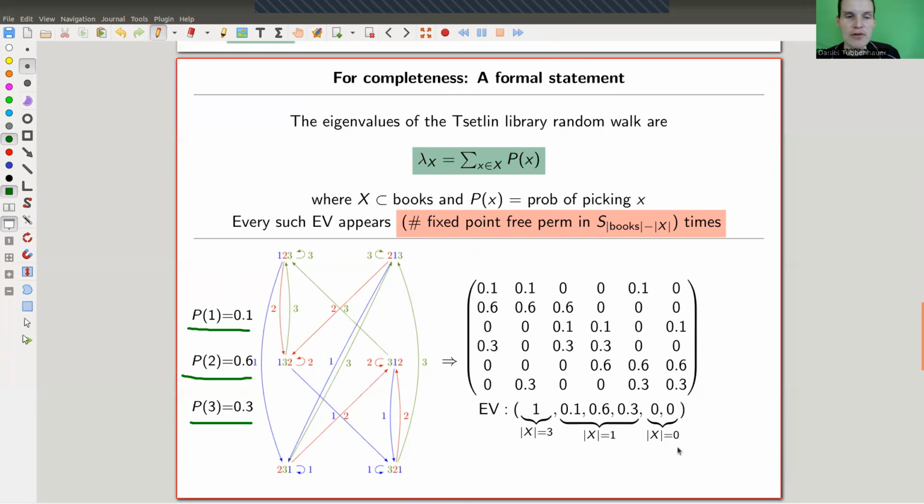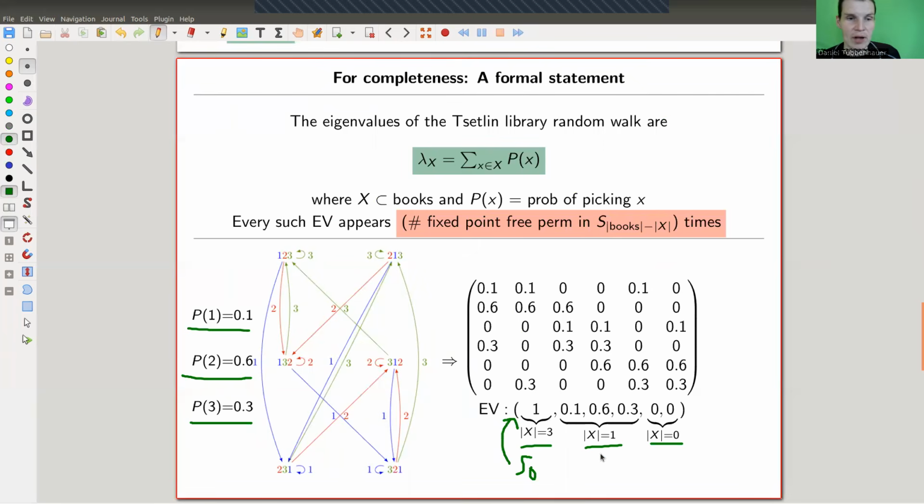So fixed point free permutations of a set of size 0, 1, or 3, right? So it depends a bit. So S number of books is 3, and if X is 3, then this is S0, and of course there's just 1 fixed point free permutation, and it's the eigenvalue given by just the probability.